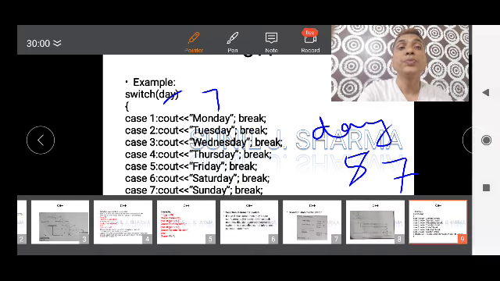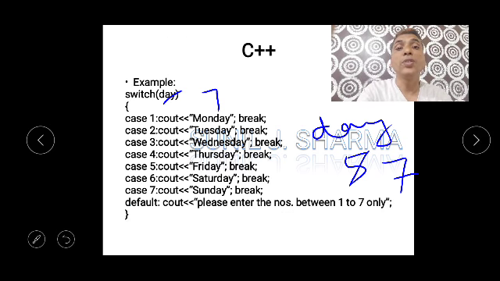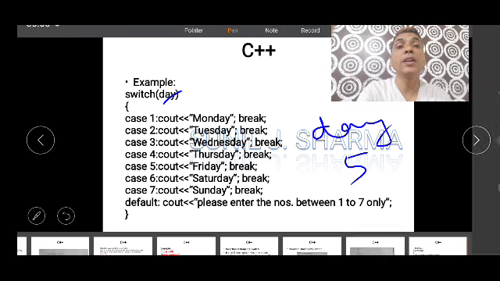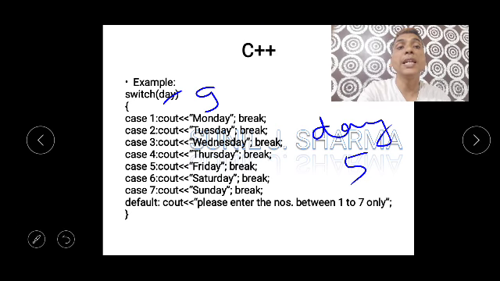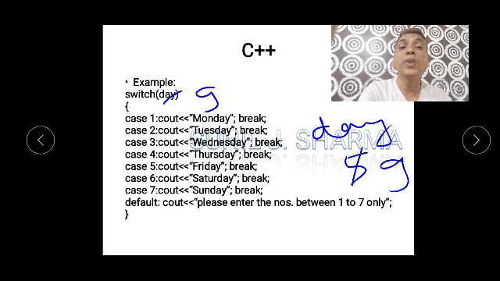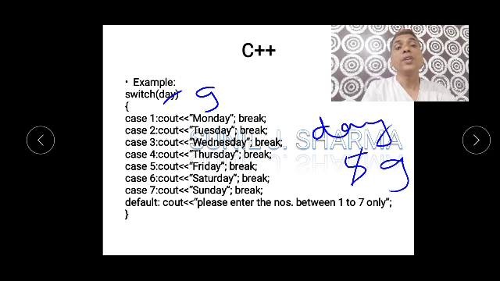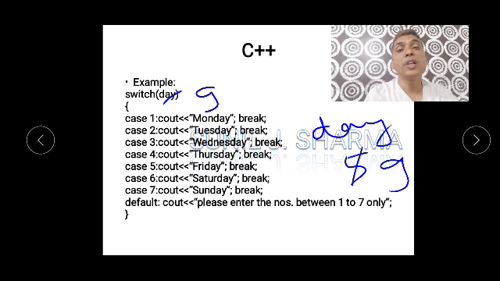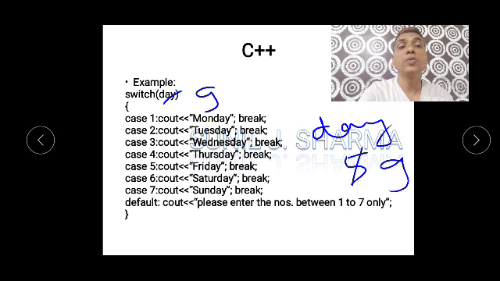Okay, now we will also change. Now let's take the value as something else, like if the user enters the value as 9. So what will happen? It will check all the conditions. 1 is equal to 9, 2 is equal to 9, 3 is equal to 9, 4 is equal to 9, 5 is equal to 9, 6 is equal to 9, 7 is equal to 9, no. Then finally it will come to the default statement and it will just print the statement for the user, like please enter the numbers between 1 to 7 only, and the user will come to know that I have to enter only values between 1 to 7.